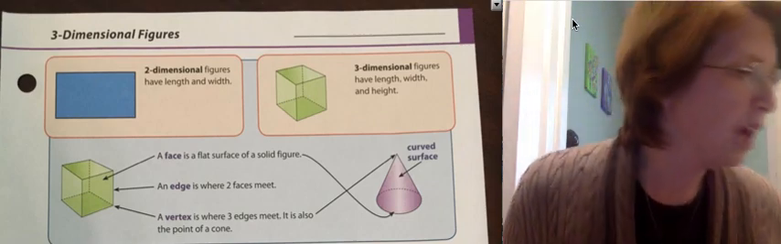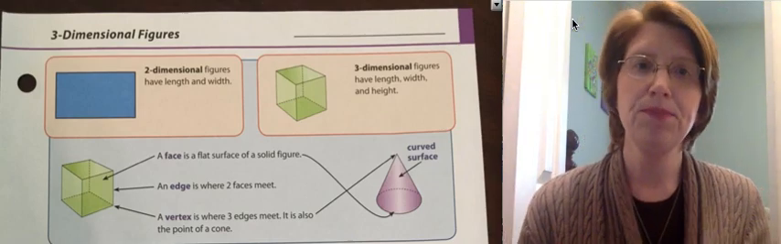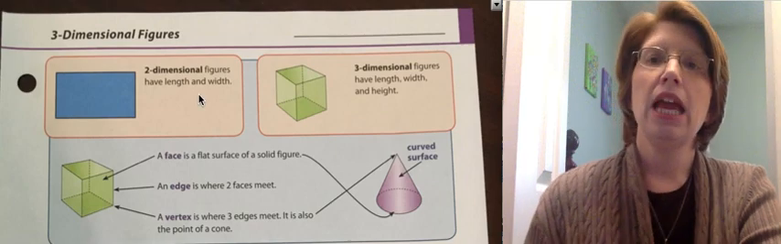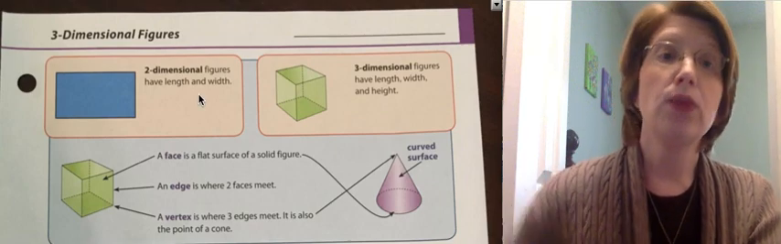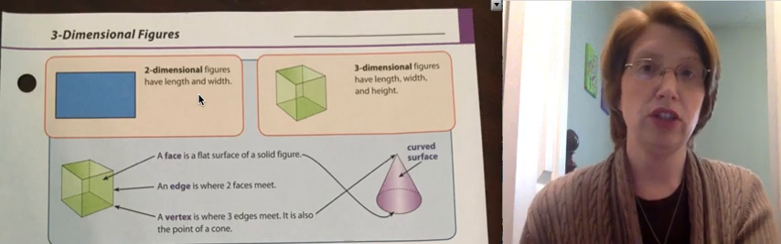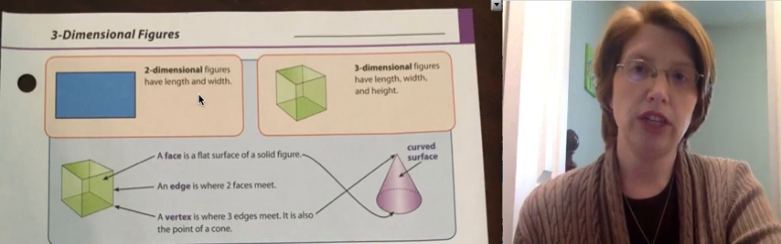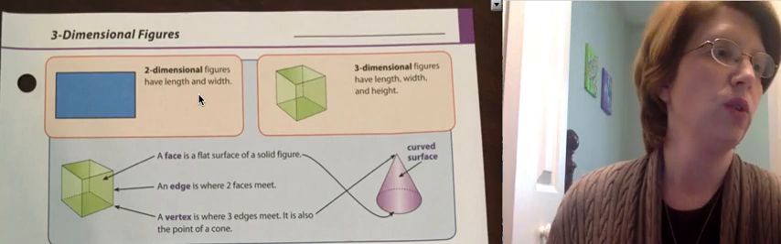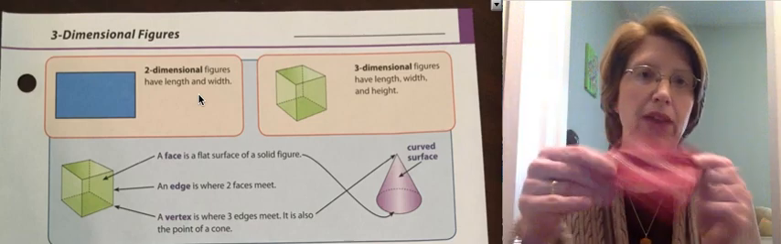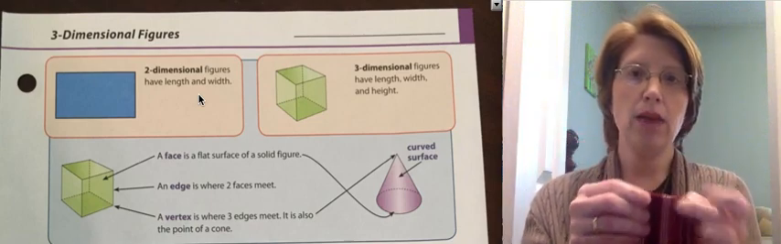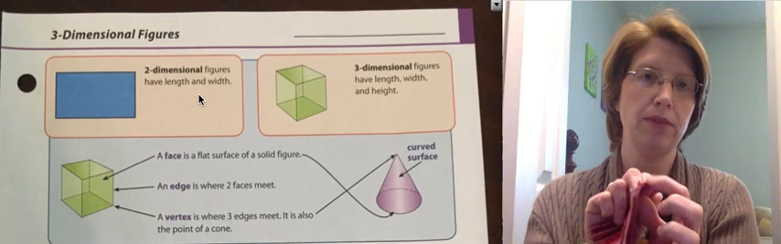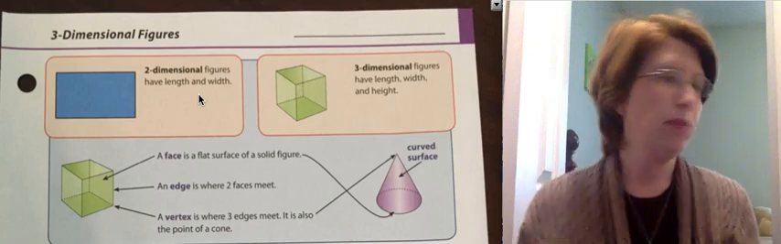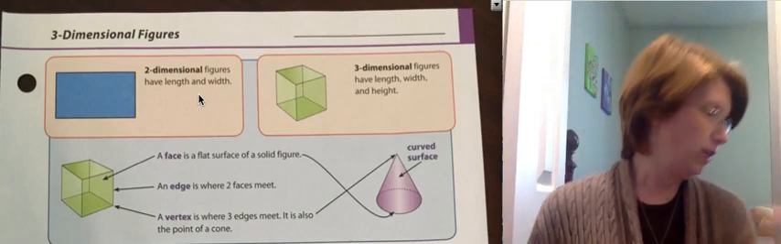I want you to turn to page 327 and get page 327 out, and it should look like this. And we're going to talk about three-dimensional and two-dimensional figures today. A two-dimensional figure just has length and width. That means that it is flat. So, like this, like my flat coaster. It doesn't have much of a height to it, okay? So it's just length and width. It's flat. It's 2D.